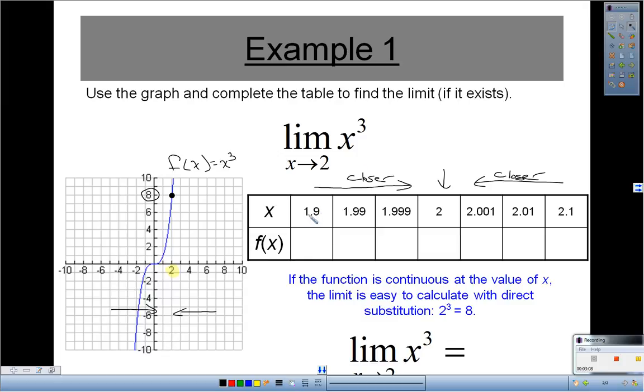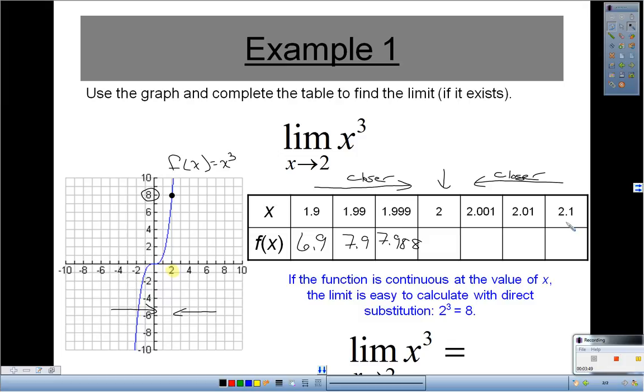So for example, if I plug in 1.9 into x cubed, that's going to give me 6.859, or we'll just say 6.9. Let me change this to 6.9. Okay, if I plug in 1.99, that'll give me 7.9. And if I plug in 1.999, that'll give me 7.988. So you notice that the value is getting closer and closer to 8. Well, let's try the right-hand side.